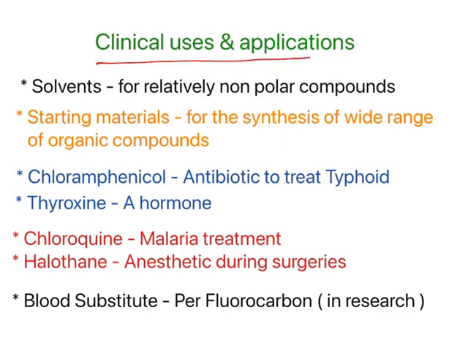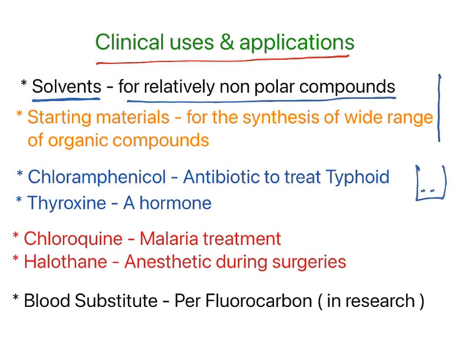Now clinical uses and applications. All these things are given in the NCERT book. As I told you, the videos are made according to only the NCERT syllabus. Now the first two are industrial applications. Organic halogen compounds can be used as solvents for relatively non-polar compounds. Understand this. When you perform a reaction, you need a solvent in which all the reagents are dissolved. For polar compounds, water is the best solvent, whereas for relatively non-polar compounds, organic halogen compounds are the best solvents.